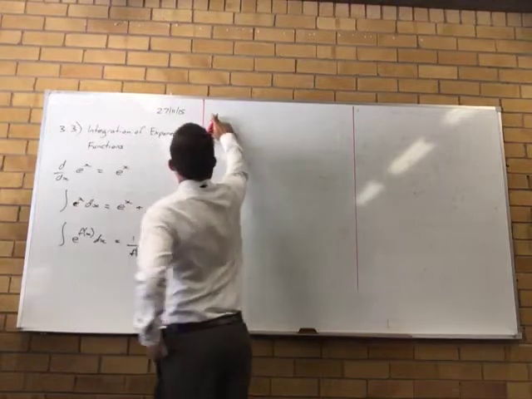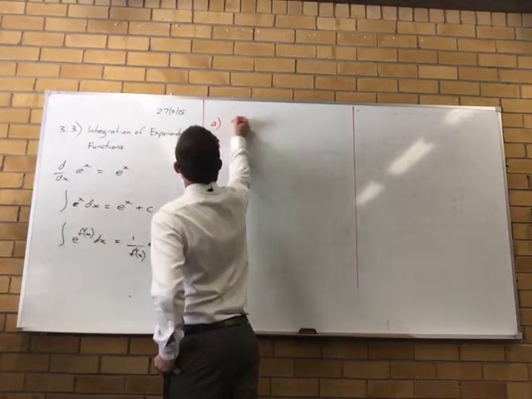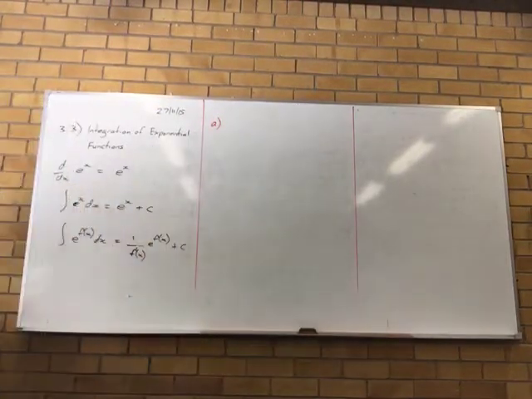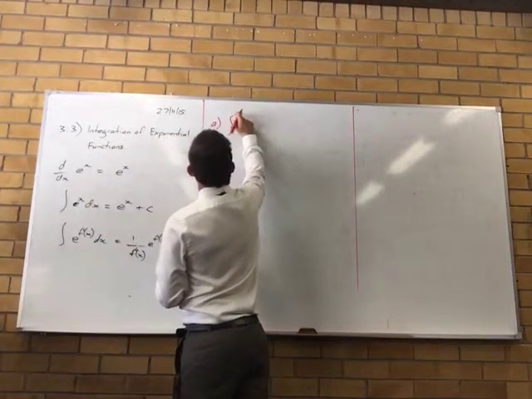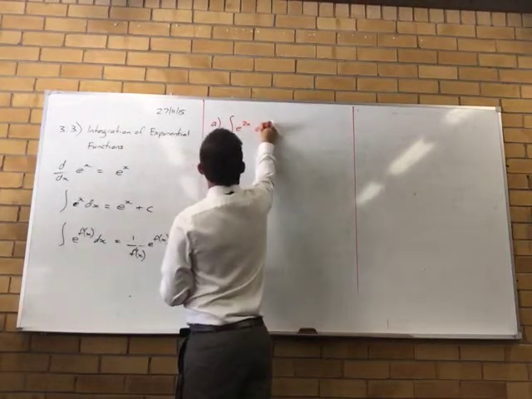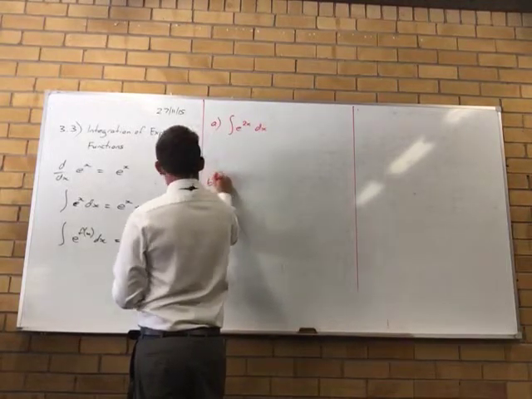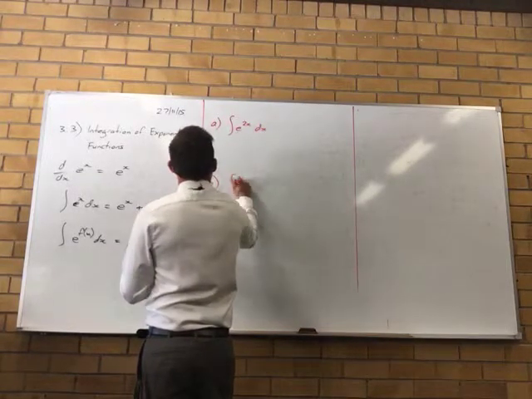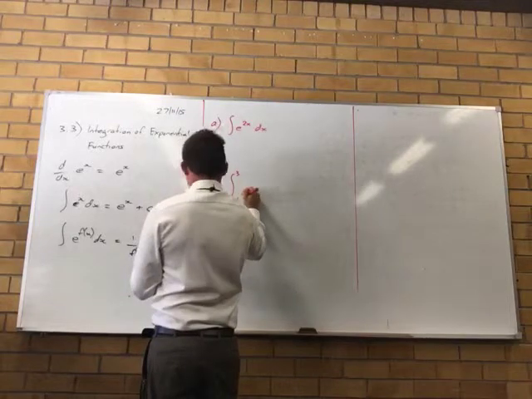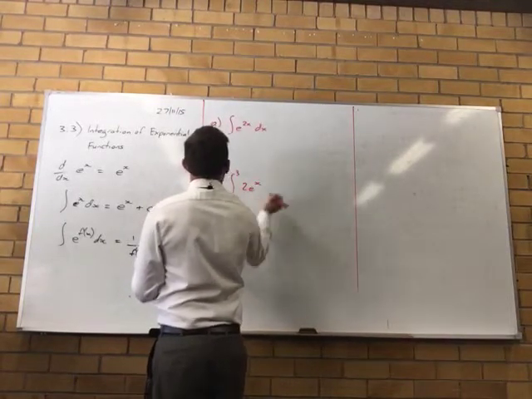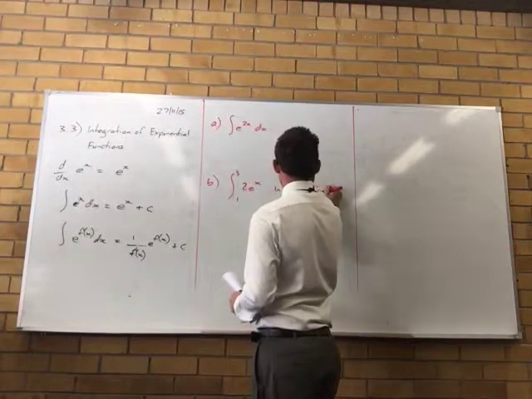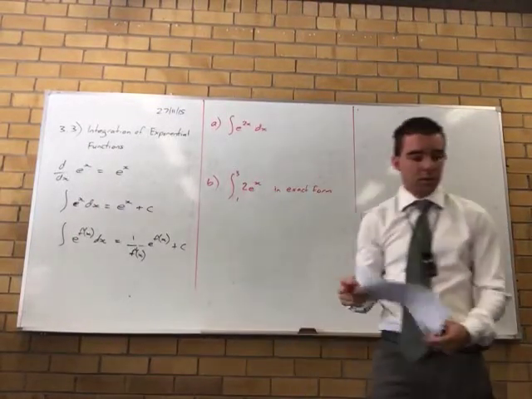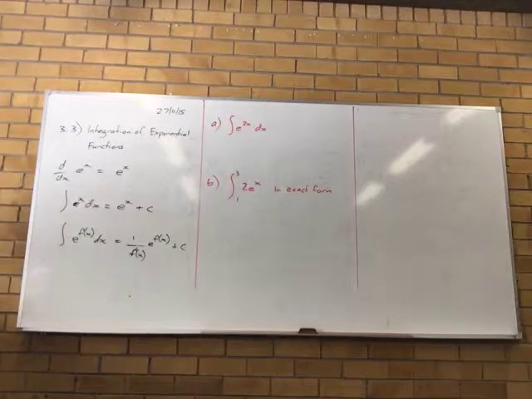Alright, let's do the first couple of questions here. I want you to integrate the following. The integral of e to the 2x dx, and the definite integral from 1 to 3 of 2e to the x, in exact form. Can you do those two questions for me?